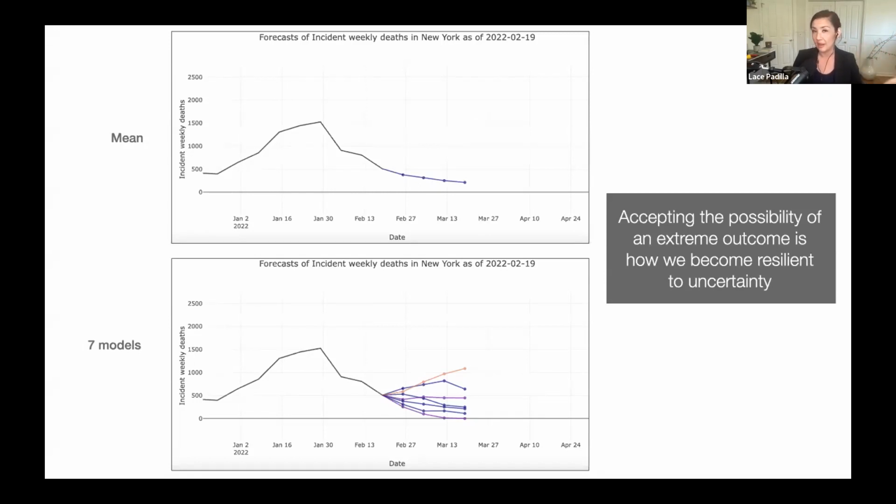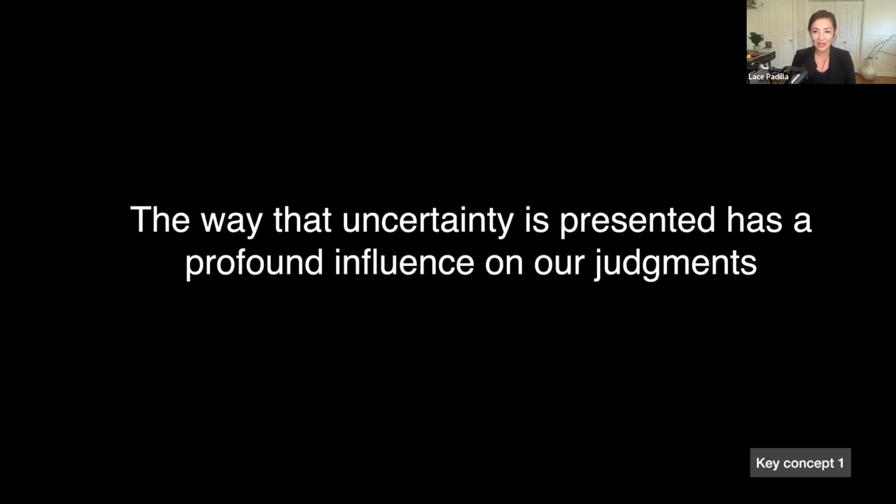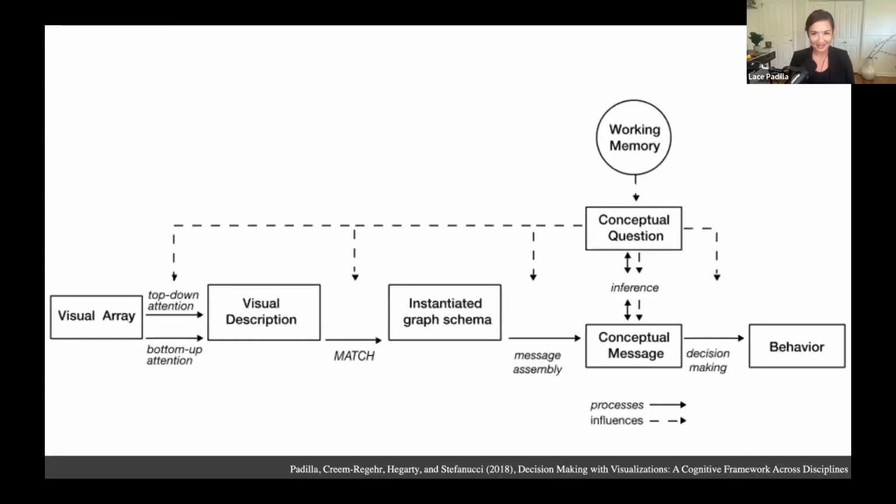What I'm going to talk about today is that the way uncertainty is presented has a profound influence on our judgments. And as a cognitive scientist, I'm going to use a model like this that helps us break apart different reasoning processes that go on in the mind. And to be clear, in cognitive science, each of these little boxes represents a whole field, and this figure really summarizes how we make decisions with visualizations. And I'll walk you through part of it.